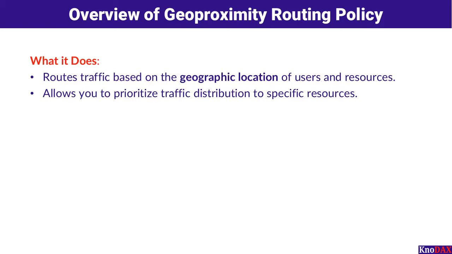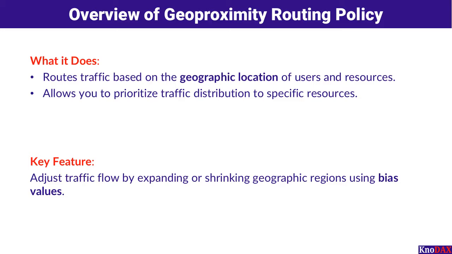Let's start with an overview of the Geoproximity Routing policy in Amazon Route 53. This policy routes traffic based on the geographic location of both users and resources. It gives you the flexibility to prioritize specific resources by shifting traffic towards them. A key feature of the Geoproximity Routing policy is the ability to adjust traffic flow by expanding or shrinking the geographic region assigned to a resource. This allows you to manage traffic distribution dynamically, ensuring optimal resource utilization.